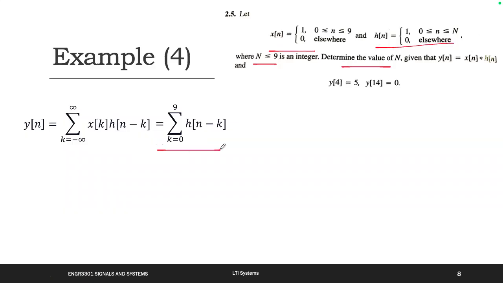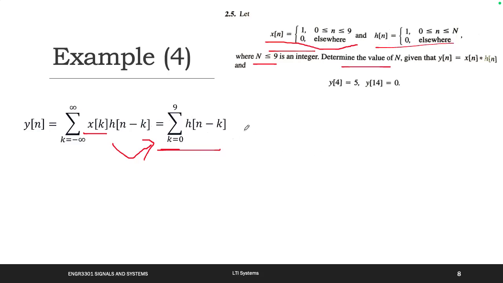Why? You know why? From here to here. Yeah, I simplified, but why? You can see, this is x[n], am I right? This is our x[n], which means for n from 0 to 9, it will be 1. Otherwise, it will be 0. So why do we remove x[k] here? Because when k equals 0 to 9, the x[k] is 1. That's the reason. That makes sense to you?